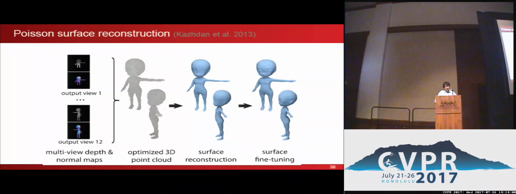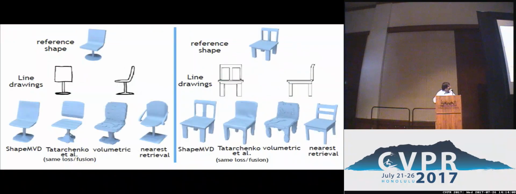And in general, I think that generative models for 3D surfaces based on deep learning is something that is an open problem, especially for generating details. Compared to alternatives like volumetric methods, I mean, here you see the reference shape and the line drawings of this 3D shape.